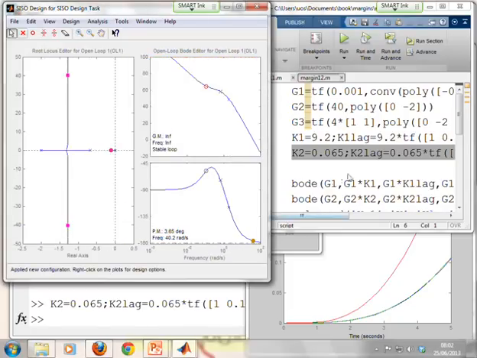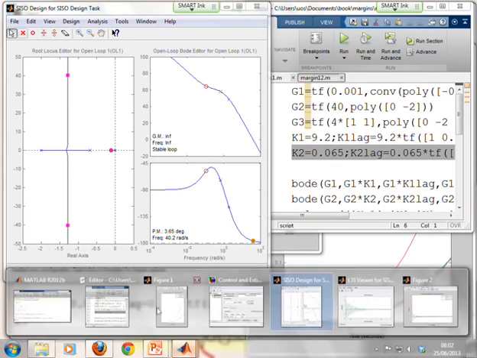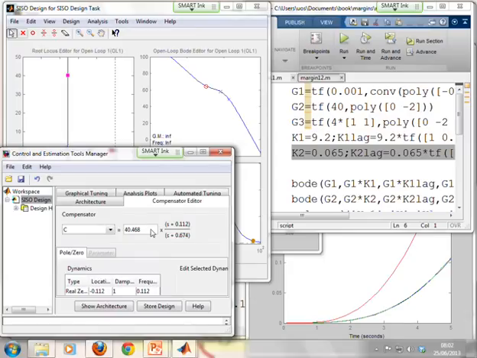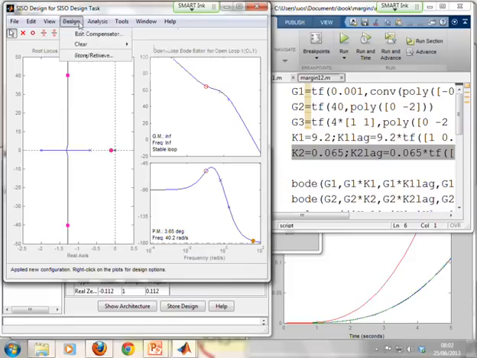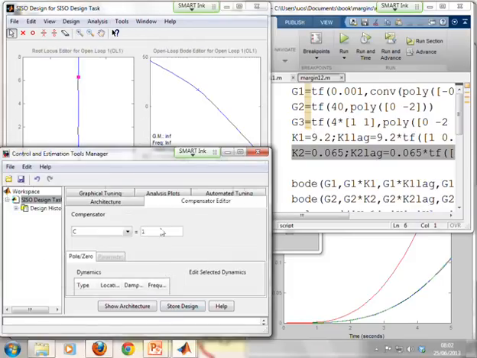Okay, and just to remind myself, 0.065 was the design we got in the previous one. I thought we cleared the compensators. Something's not gone right here. Let's just try that again. Design, clear all compensators. There we go.